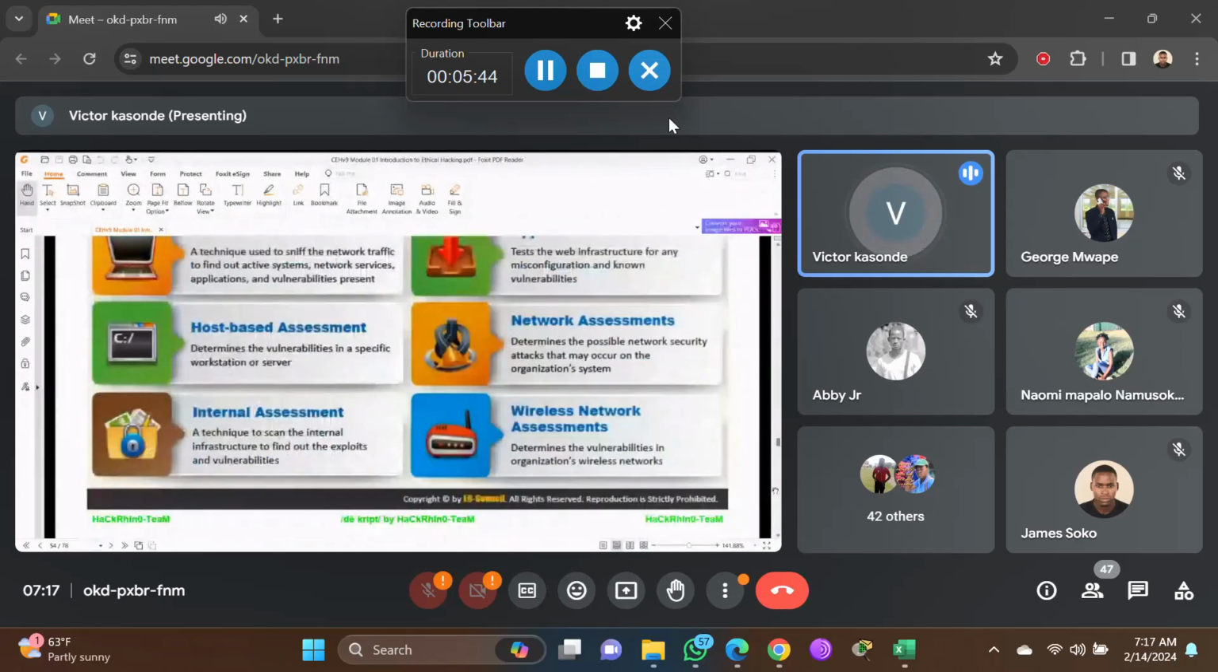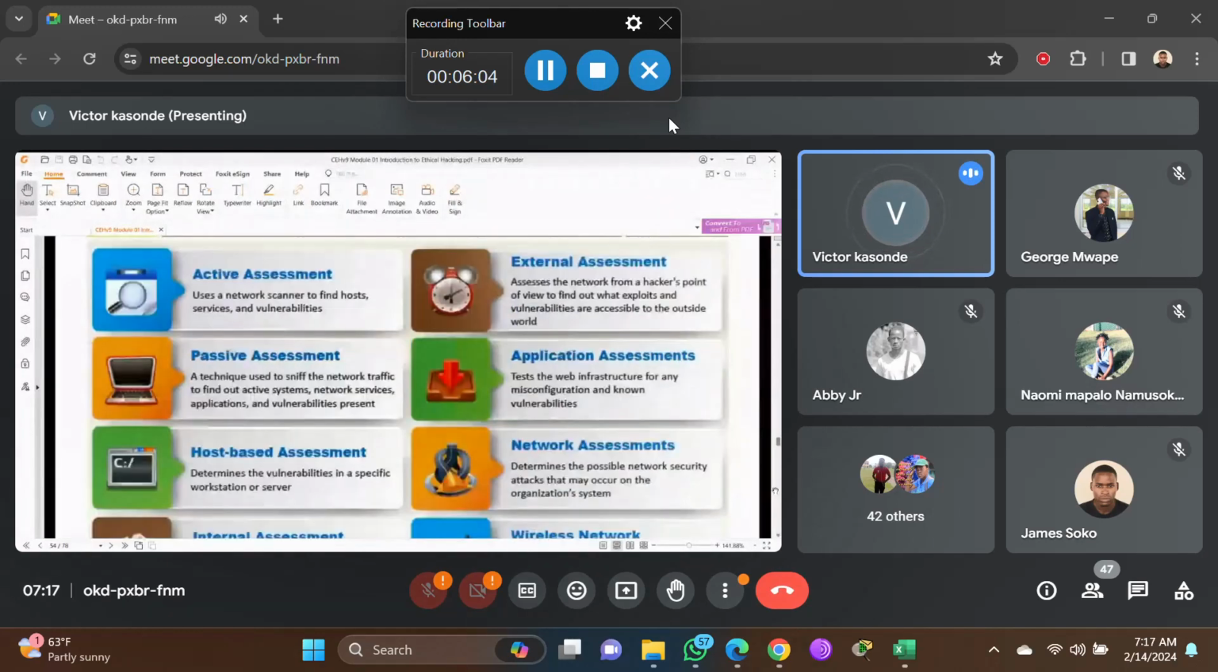The other one is internal assessment. You check even inside. It is a technique used to scan the internal infrastructure to find out exploitation and vulnerability. So you scan your network from within and see where exploitation can take place. Then external assessment: you assess the network from the hackers' point of view to find out what exploits and vulnerabilities are accessible to outsiders as well.